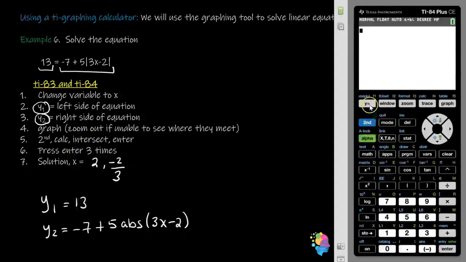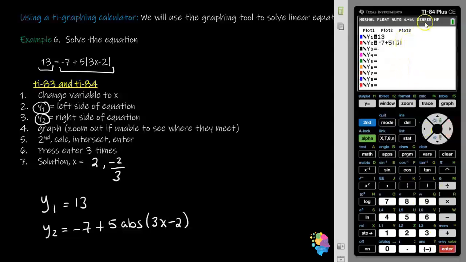We're going to go to y right here at the top left. In y1, we enter the 13. Okay. Move down to y2 and we enter -7 plus 5 ABS 3x minus 2. Now, this is a -7, so we're going to use this button down here. This is subtraction, this is a negative. So this is -7 plus 5, and then we're going to look for this ABS. Now the ABS is in math. Then move to the right once, and here's where you find your ABS. That represents absolute value. So I press enter.